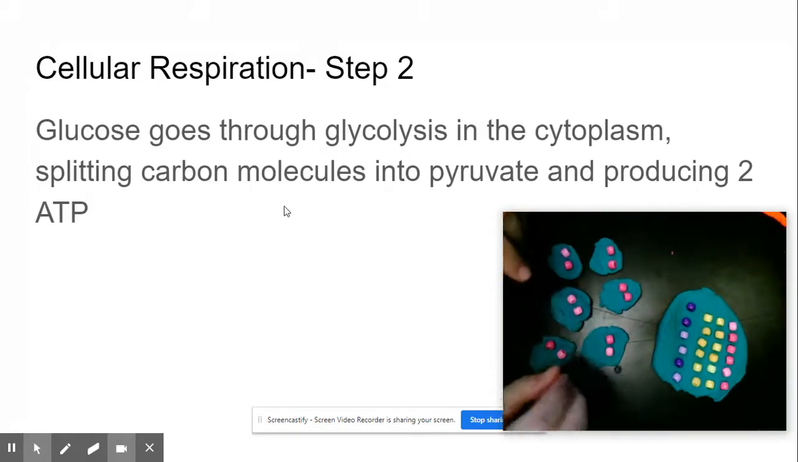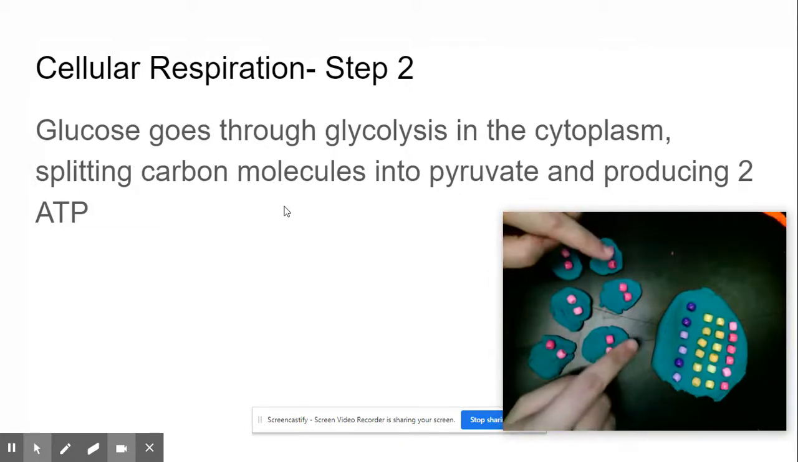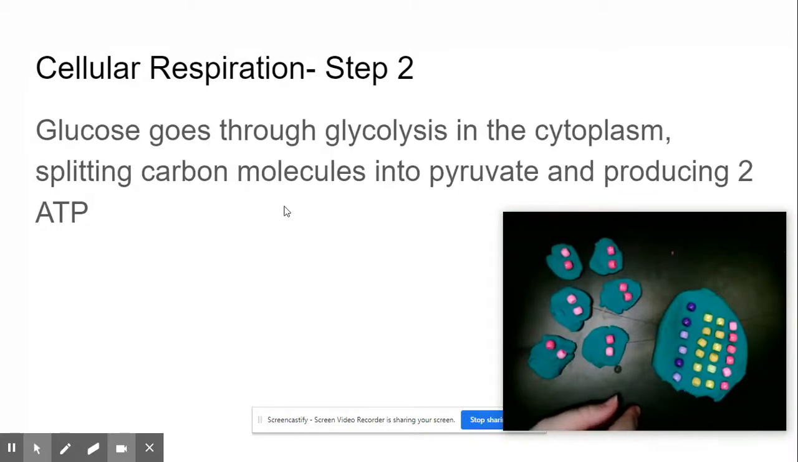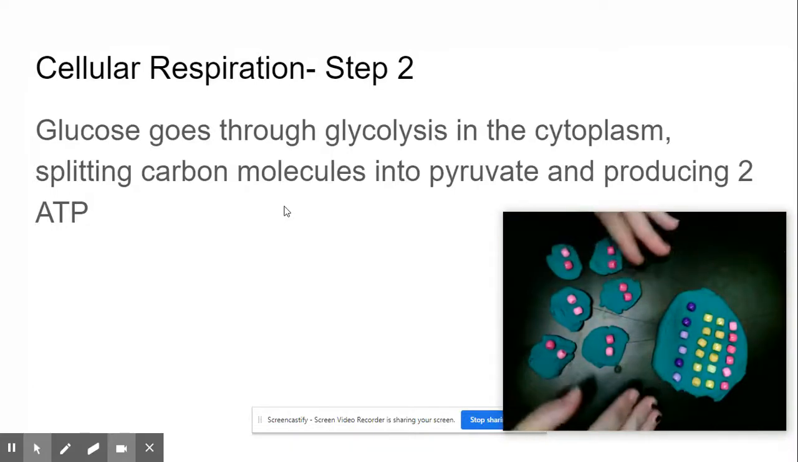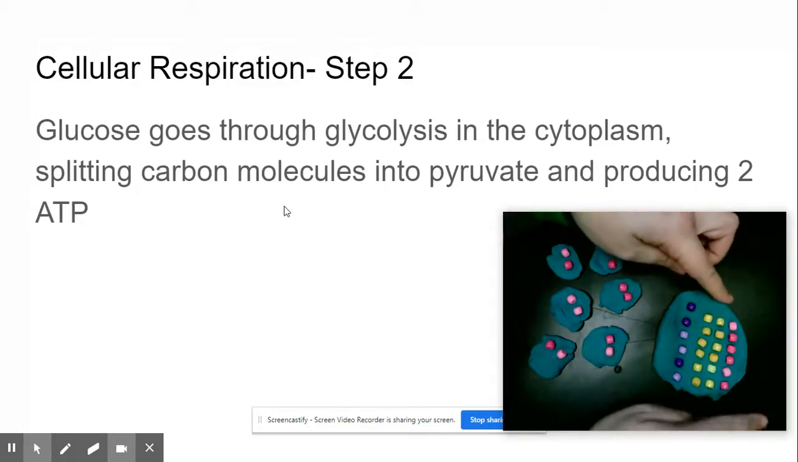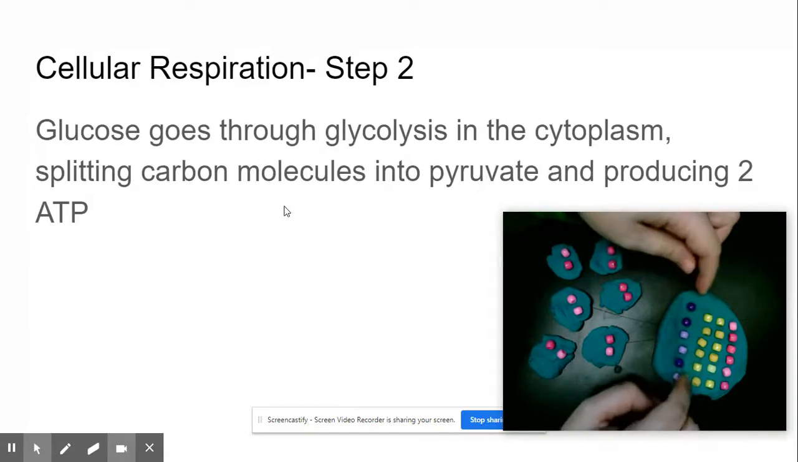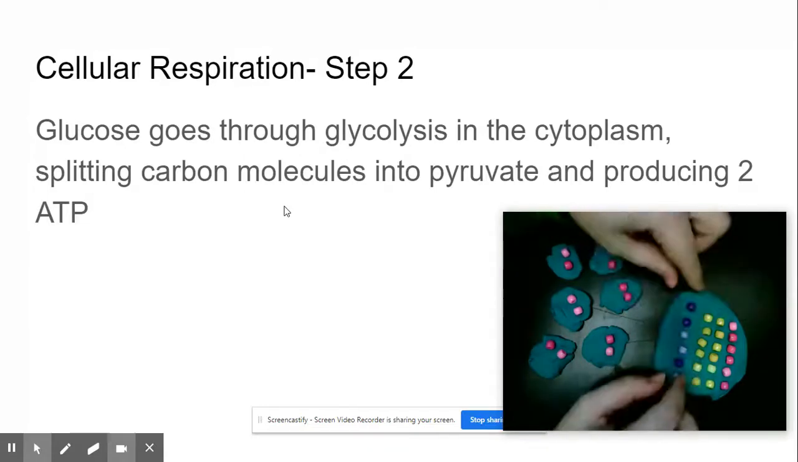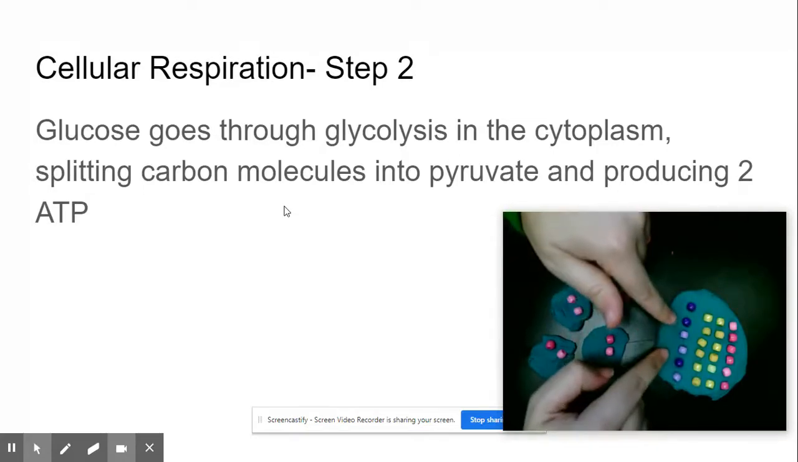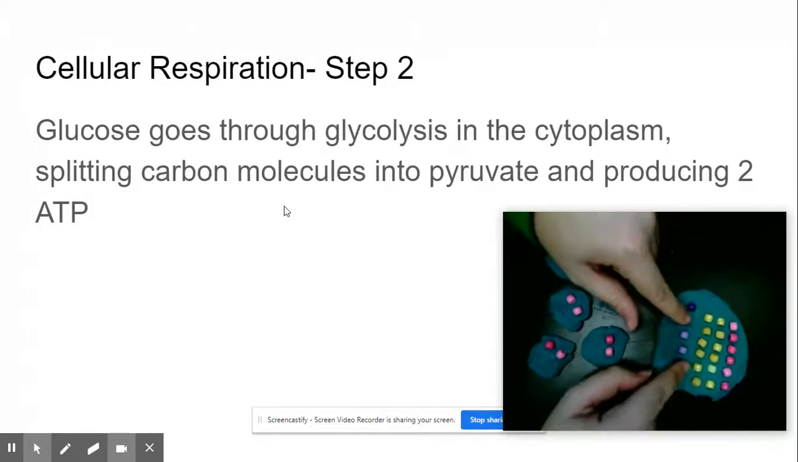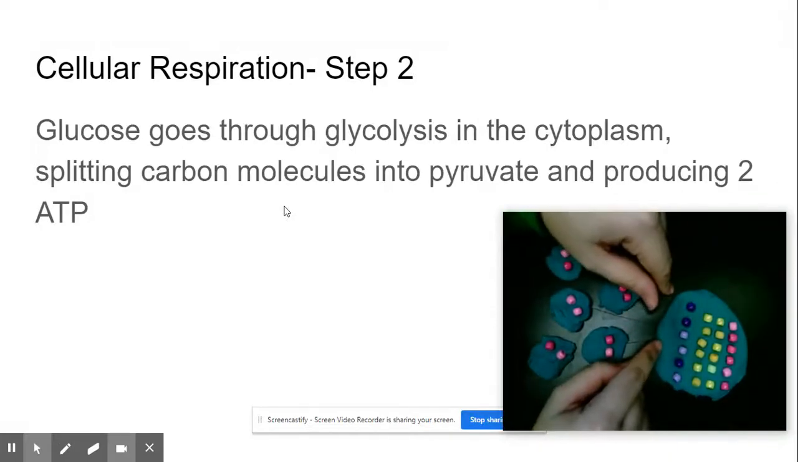In step 2, what's going to happen is my particles are in the cytoplasm of my cell. Remember, the cytoplasm is just the jelly that holds all of your organelles in place. And the glucose, so our sugar, is going to go through glycolysis. So we're going to actually split apart the carbon molecules from the glucose, and then they're going to split into pyruvate, which are 2 sets of 3 carbons. And then in all that splitting process, we actually create 2 ATP.